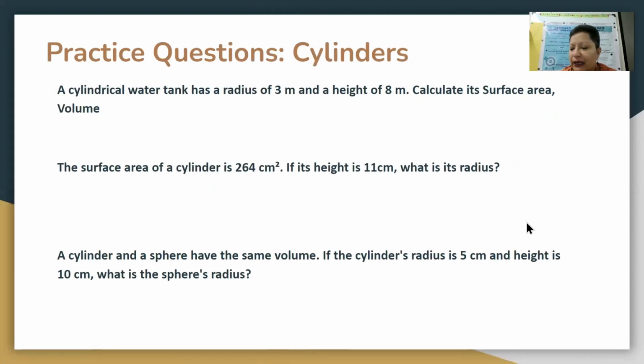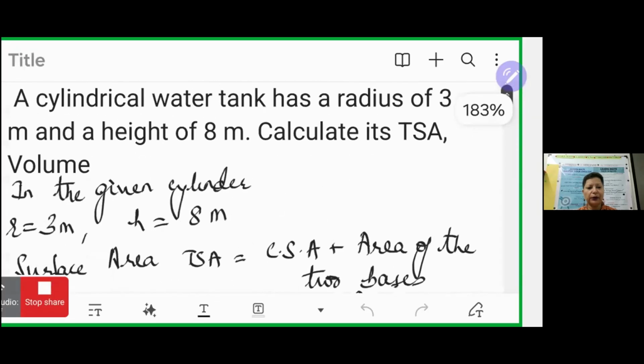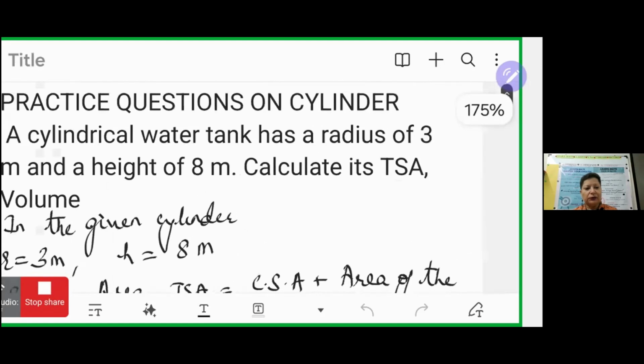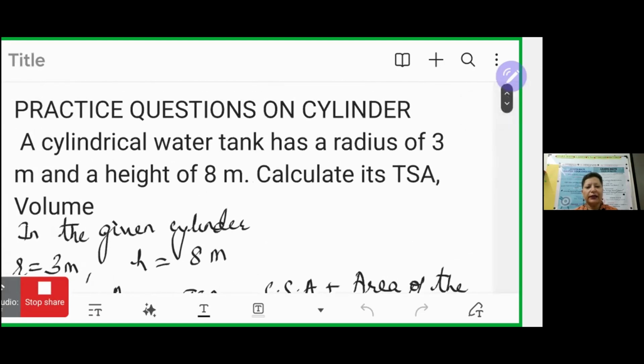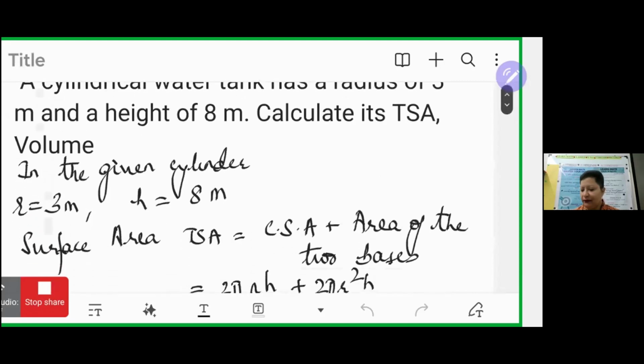Now, I would like to do them practically in front of you so that you understand. The questions are listed here in the slides, and I'm also going to be doing them on my notepad in front of you. Yes, so this is my notepad. The first question is that a cylindrical water tank has a radius of 3 meters and a height of 8 meters. You need to calculate its TSA. The TSA means total surface area.